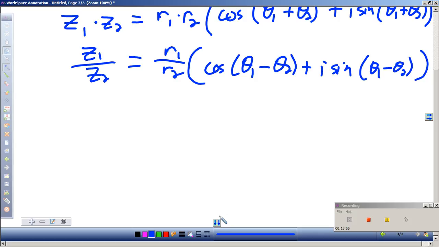Now, exponents. It's a bit trickier even. So if we have z to the n, remember z is r or a plus bi or the trigonometric equivalent. Anybody have a guess from looking at this structure? And without looking at your book. Yes? What?